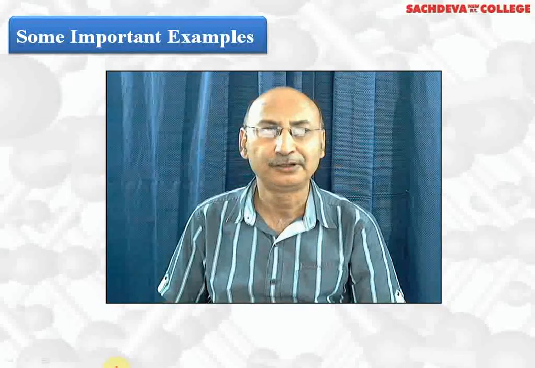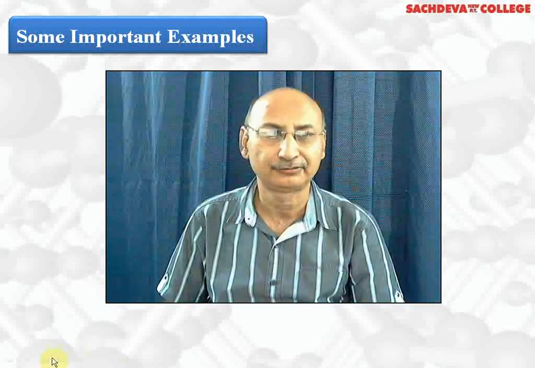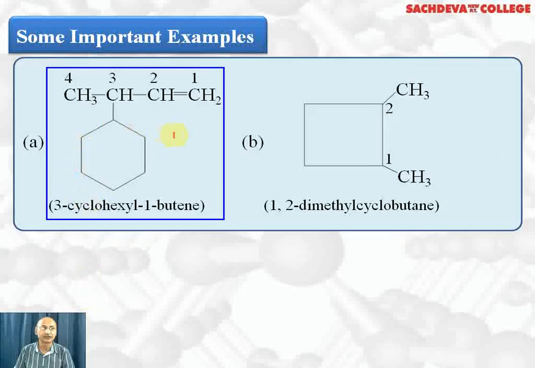Let's take up naming of alicyclic compounds. Alicyclic means closed chain compound. This is a closed chain. So first we see the chain attached to this cyclohexane. This chain contains double bonds, so the parent will become this chain.